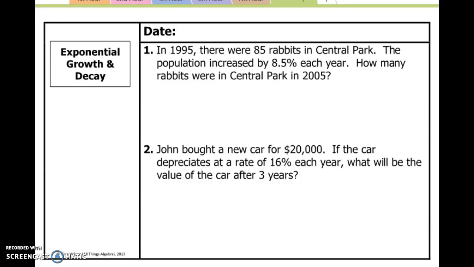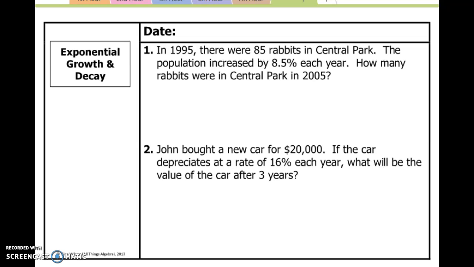Hey everyone, let's talk about exponential growth and decay. Let's start with question number 1. In 1995, there were 85 rabbits in Central Park. The population increased by 8.5% each year. How many rabbits were in Central Park in 2005?